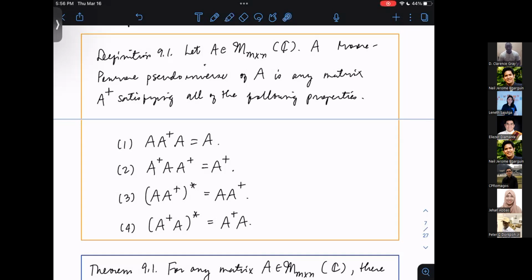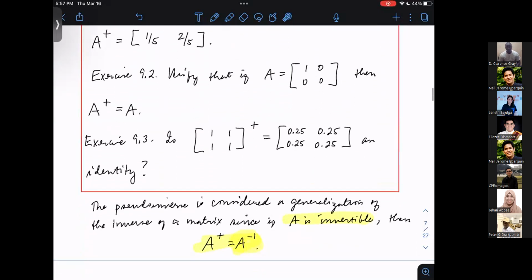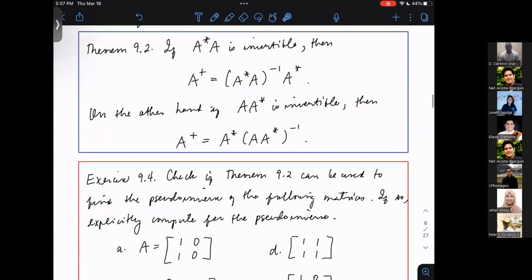So here we're talking about the pseudo-inverse. We are telling you the properties of the pseudo-inverse, but we didn't tell you how to compute it. And then in the next theorem, we are telling you that there exists a unique pseudo-inverse, but again, we are not telling you how to compute them. Because in general, computing the pseudo-inverse of a matrix might be very difficult, all right? But for a big class of matrices, the matrix A plus can easily be computed. And that is what we have in theorem 9.2.